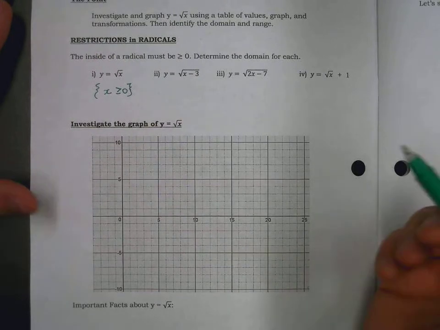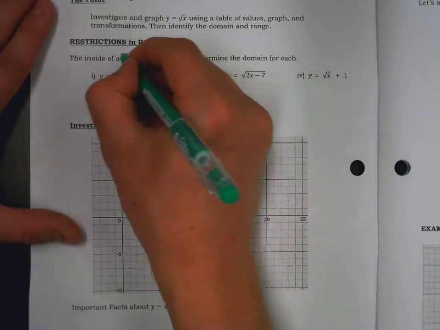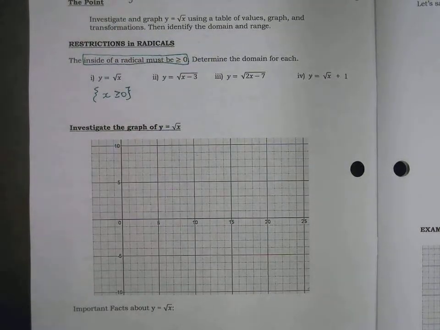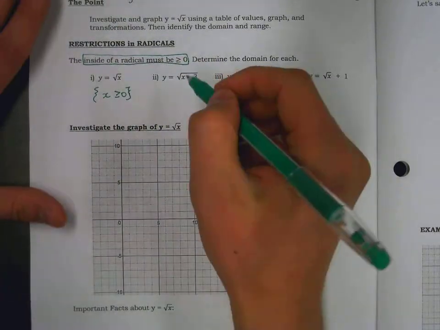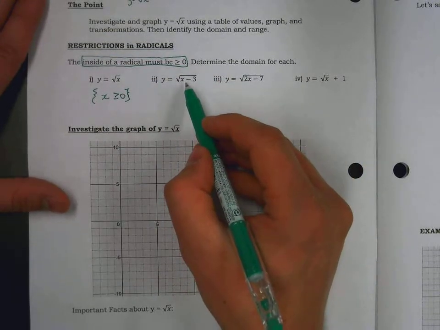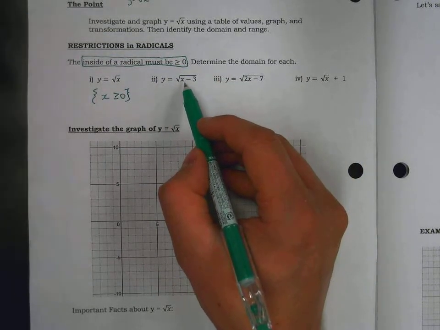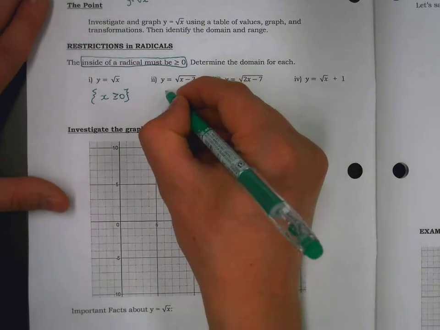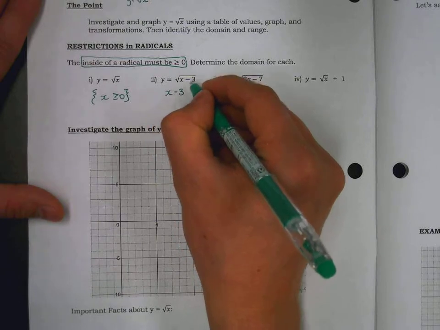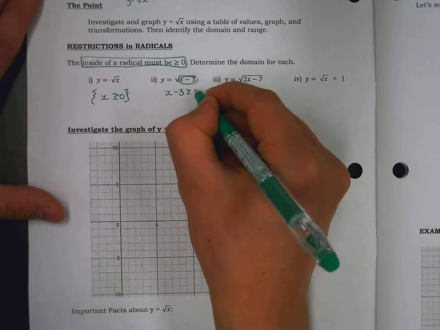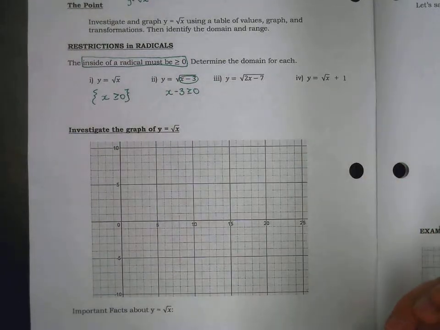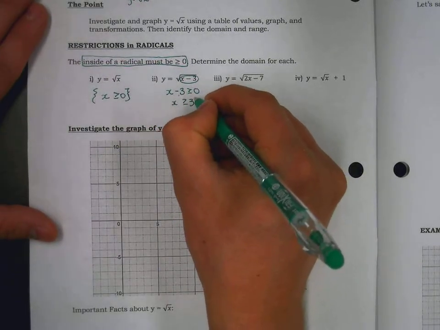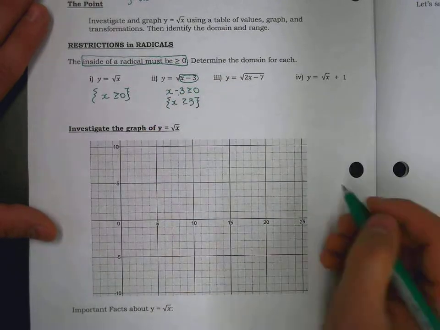Now a good way of thinking about this is to simply say the inside of a radical has to be 0 or higher. And instead of trying to guess and check, well, what would make this hit that cutoff of 0, which is in this case a 3, why not simply say if the inside of this needs to be greater than or equal to 0, there's your domain. Just solve for x. Add a 3 over, x has to be greater than or equal to 3. There's your domain.